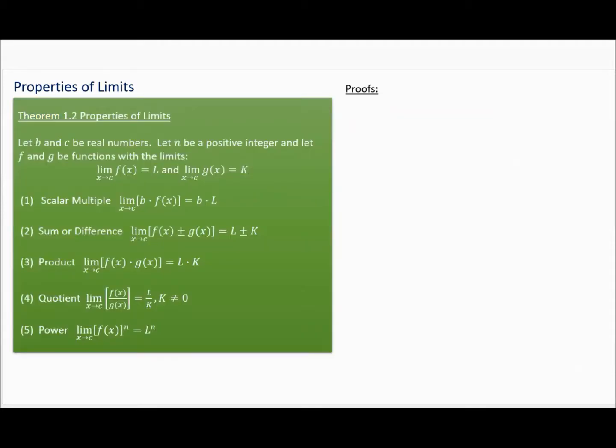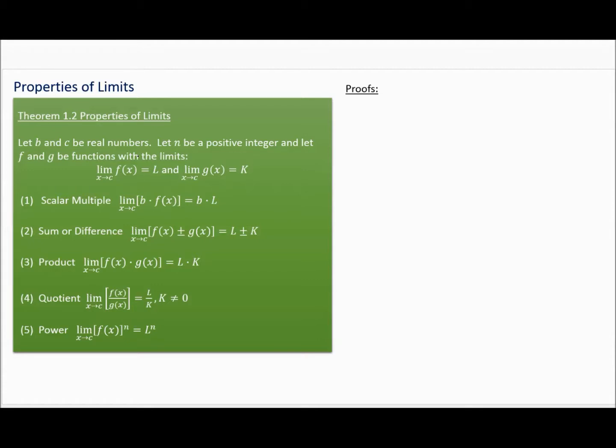And we also have Theorem 1.2, which has 5 different parts, and this is quite a powerful theorem. So notice, well, first of all, let's read the conditions. B and C are going to be real numbers again. So B and C could be any real number, not a variable, they're numbers. N is a positive integer, and that means it's going to be an exponent. Let f and g be functions with limits.